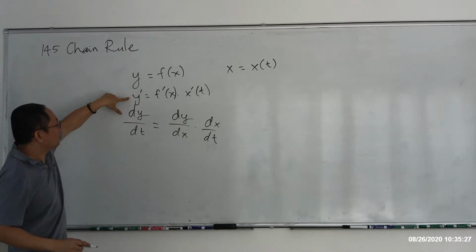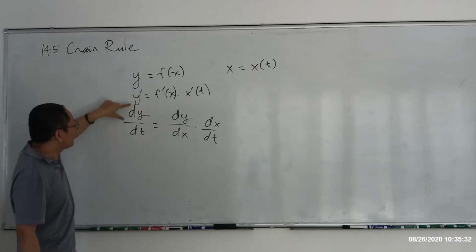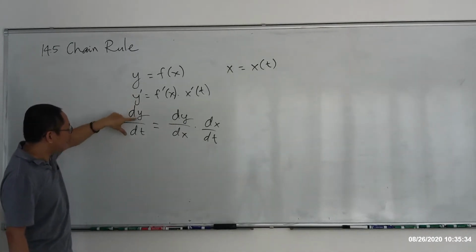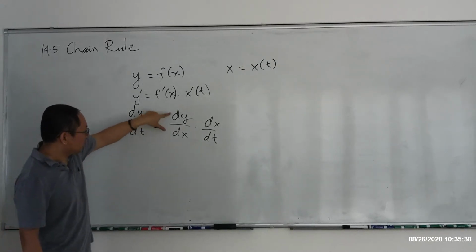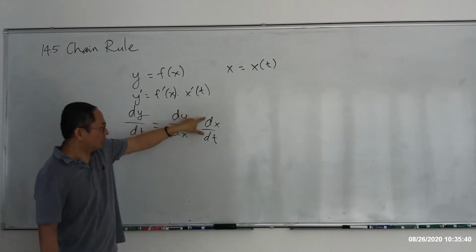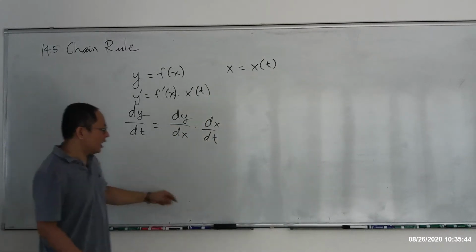But this is kind of cumbersome because if you write y prime, you don't know the variable that you're taking the derivative with respect to. That's why Leibniz notation looks better. dy over dt, the change of y with respect to t, equals the change of y with respect to x times the change of x with respect to t. The dx kind of cancels out right there. That was the chain rule in one variable.